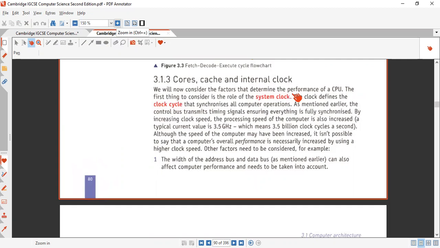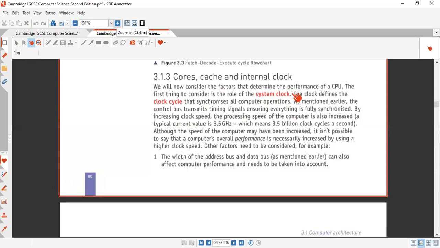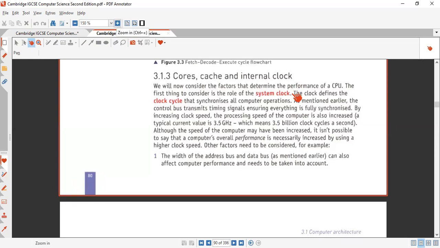So if I increase the frequency or the speed of the system clock, more instructions will be processed in a particular time interval. If I reduce it, fewer instructions will be processed in a particular time interval. So they are saying that apart from the system clock, there are a few more factors that are affecting the speed of a system or the execution speed of a system.